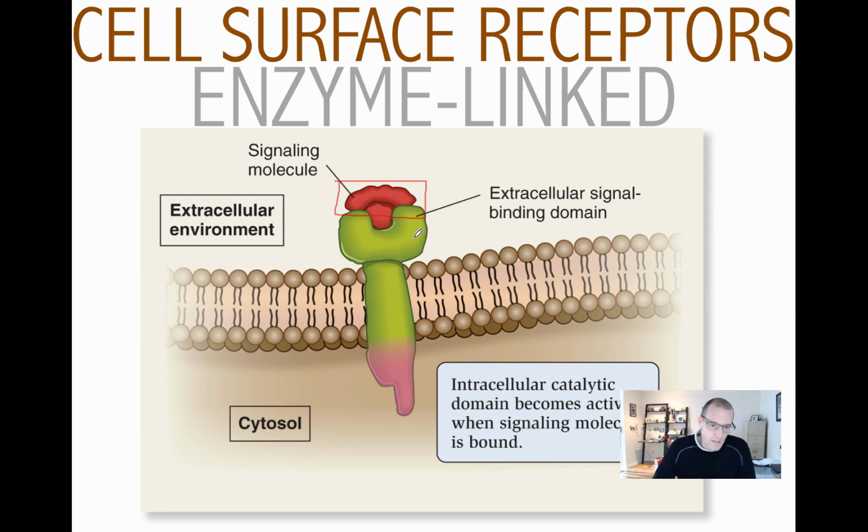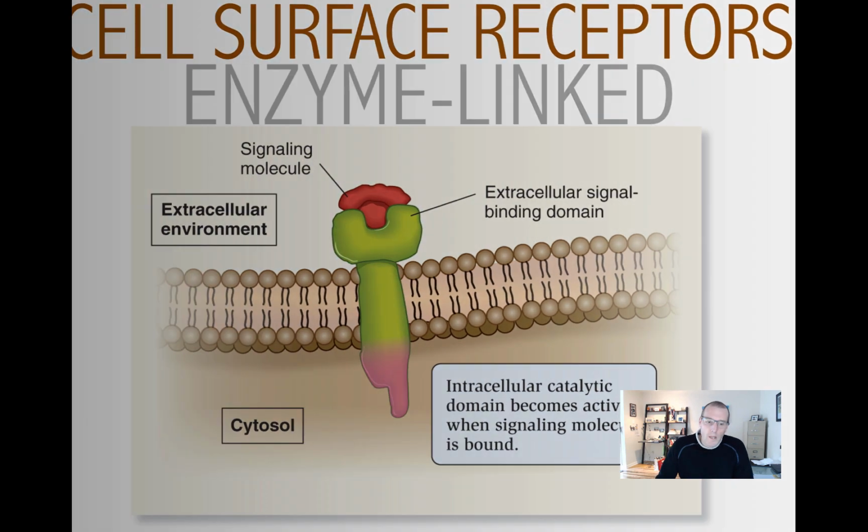So these receptors have transmembrane regions, which are the regions which span the membrane. They have the signal binding or ligand binding domain, which is on the outside of the cell, and then inside the cell, the enzyme-linked receptors have a domain which is an enzyme, and that enzyme is often called a kinase. And so let's look at what a kinase does.